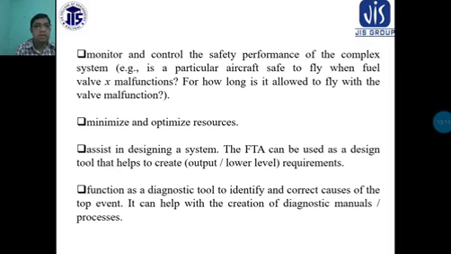And assist in designing a system: fault tree analysis can be used as a design tool that helps to create output. The lower level requirements will also be considered here. It can function as a diagnostics tool to identify and correct causes of the top event. It can help with the creation of diagnostics manuals. The process is considered accordingly: function as a diagnostics tool to identify and correct causes of the top events.